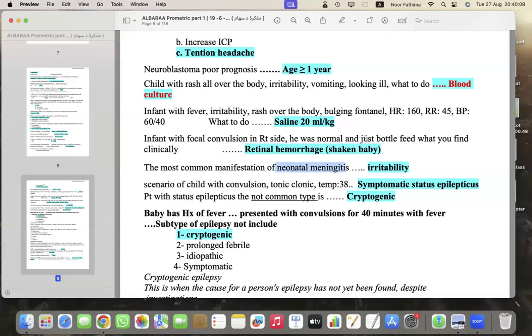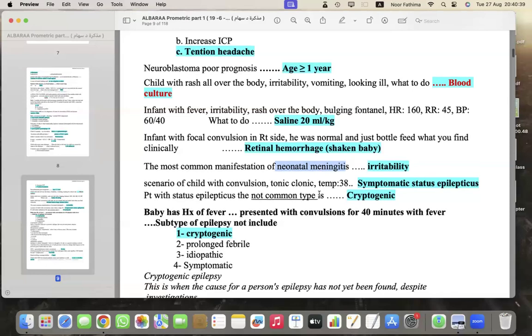Scenario of a child with convulsion. Tonic-clonic, temperature 38. So symptomatic status epilepticus, because there is fever and the convulsion is tonic-clonic, symptomatic status epilepticus, if it lasts more than 5 minutes.